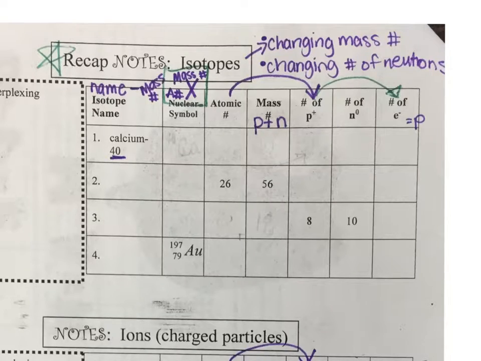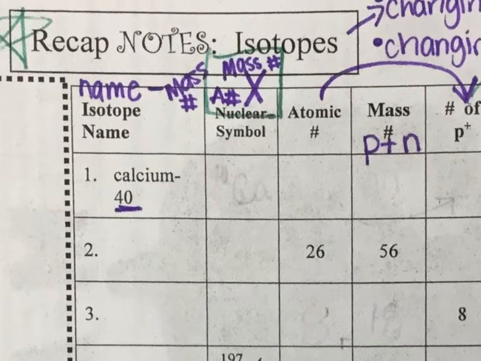We see a reminder on how to write our isotope names. We put the name, a little dash, and then your mass number. Is your mass number your atomic number? No. Mass number, remember, comes from protons plus neutrons. Atomic number you get on the periodic table. The example they gave you for this first line is calcium-40. That's how you would name the calcium isotope.